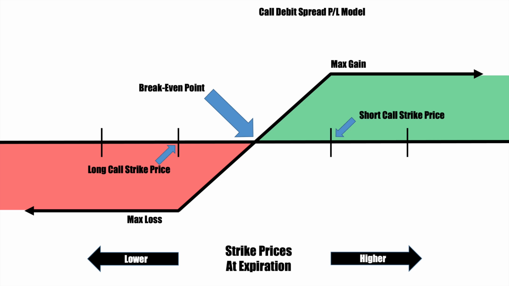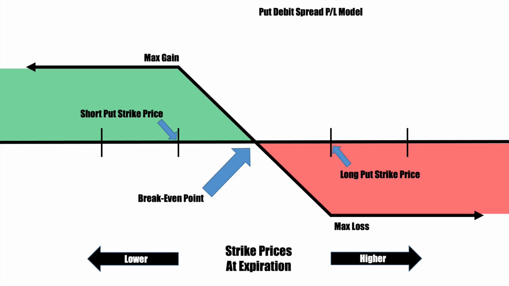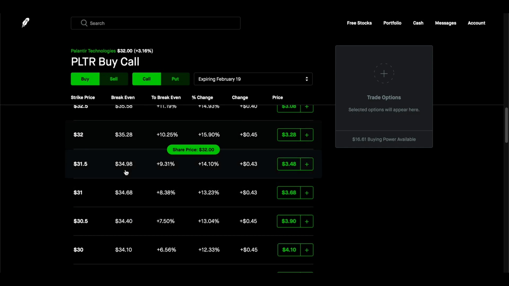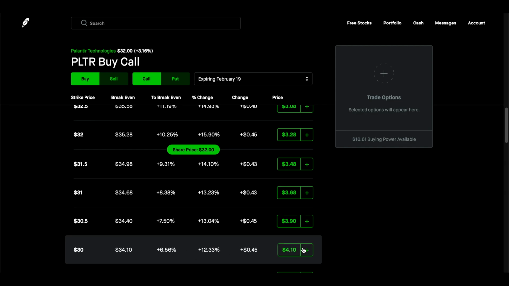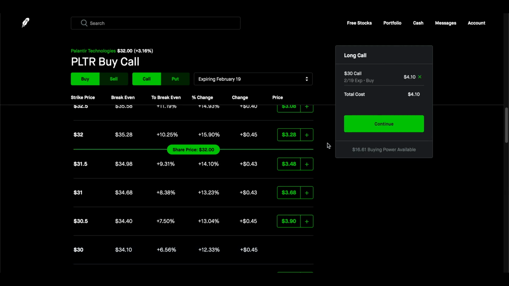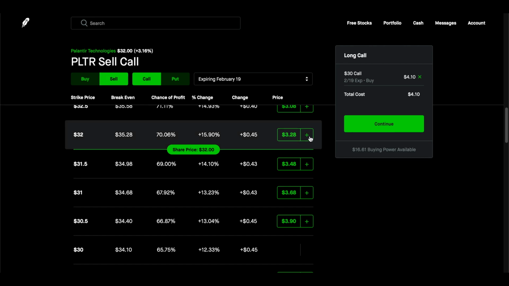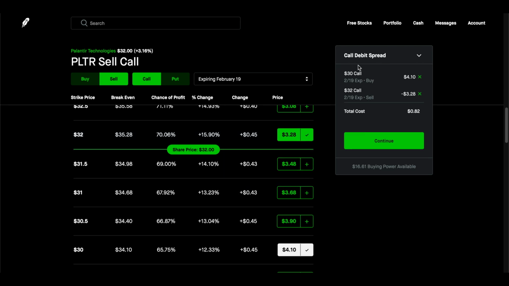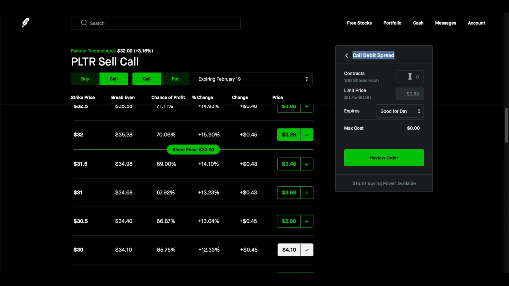And then here's a quick example of the put debit spread profit and loss model. Same thing as the call debit spread, except just opposite. If you're on the Robinhood platform, you're just going to go to buy call, hover over your long strike, click that plus button. You'll see it populate over here. And then go ahead and sell your short strike, so that same 32. You should see up here that it's going to reflect that you're making a call debit spread. Then you'd click continue, enter how many of those contracts you want to do, and put in your limit order.